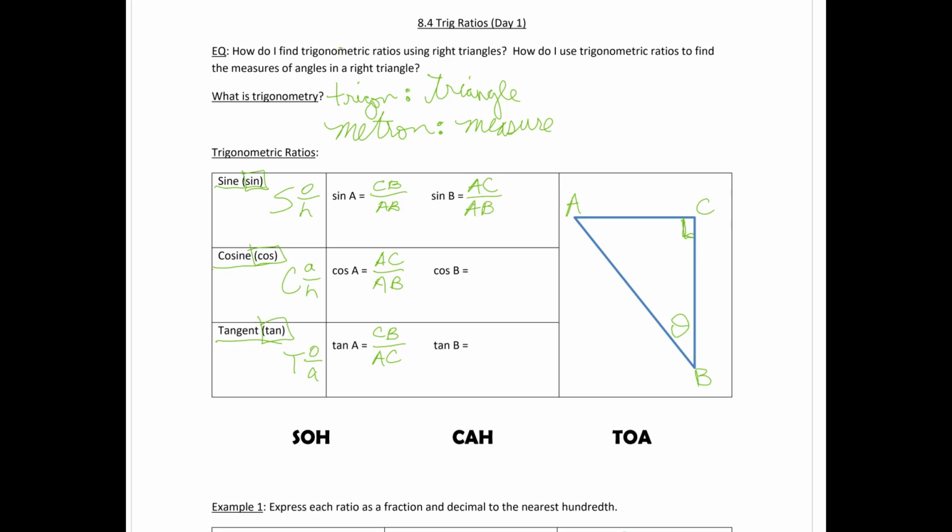So the opposite over the hypotenuse. The cosine for angle B would be the adjacent, so that would be BC in this case, over the hypotenuse, which would be AB. And then the tangent for angle B is going to be the opposite, so AC, over the adjacent. So that would be the side that's right next to the angle, so that would be BC.